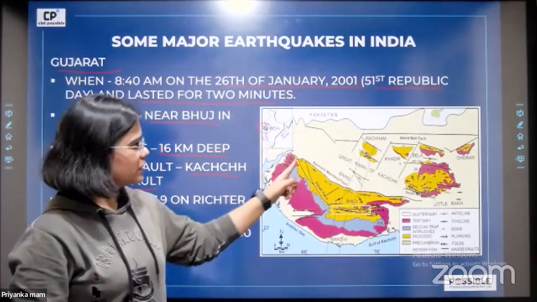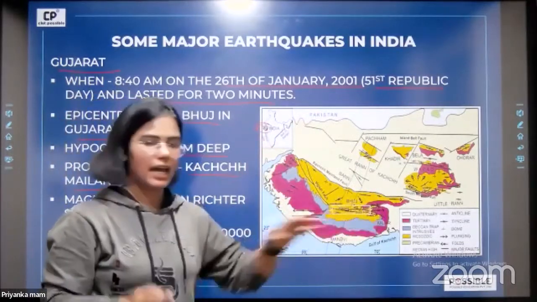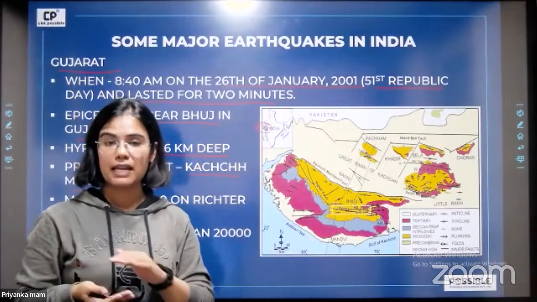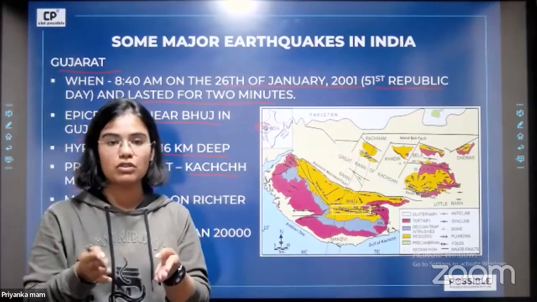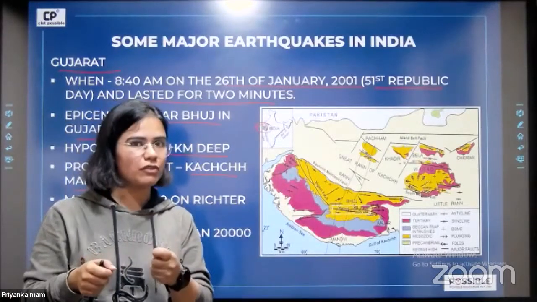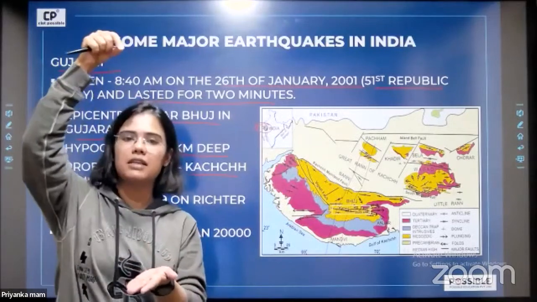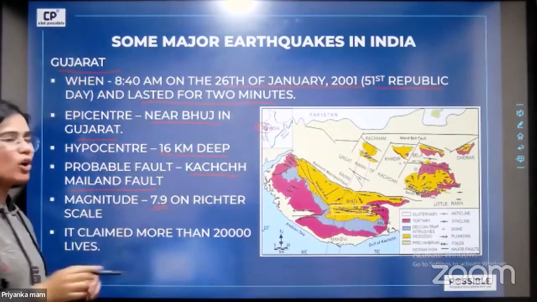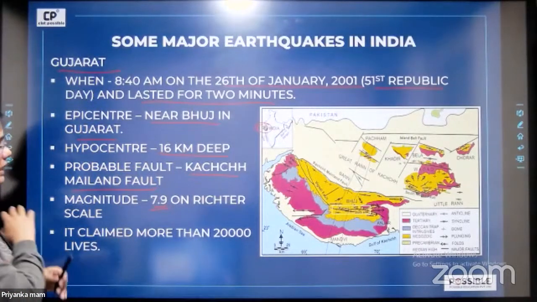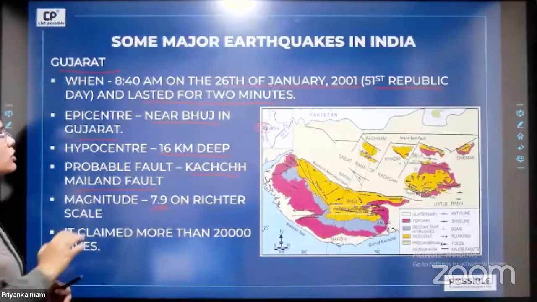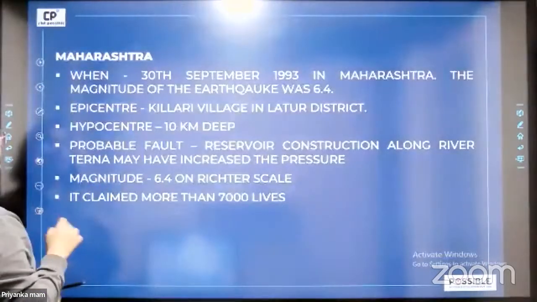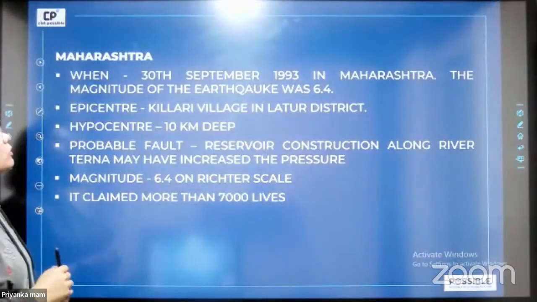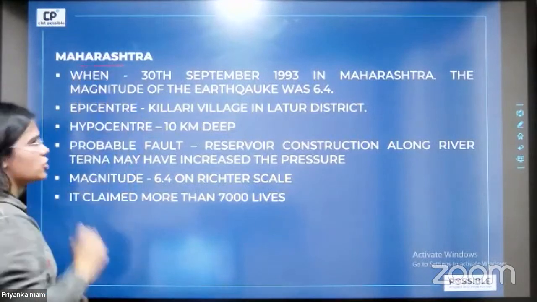Right here. So this is the Kutch Mainland fault. And now we've understood what is fault. It is that weak point where everything goes bad and there's a release of energy, there's a focus, and then there is epicenter. We've all understood that. Magnitude was 7.9 on the Richter scale, and it claimed more than 20,000 lives. There are just 3 of them that we are going to talk about, right? The next one is Maharashtra.